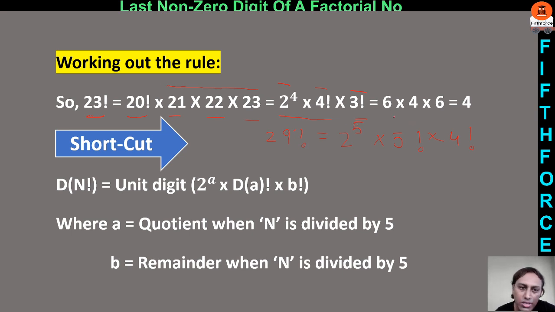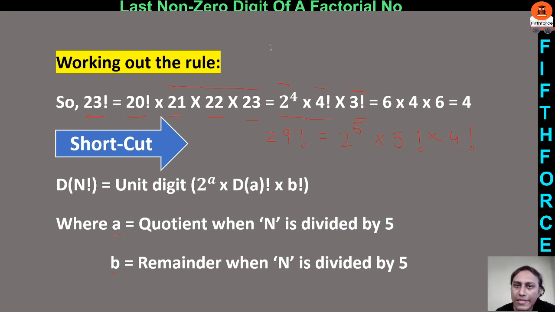Clear? So guys, what is the shortcut rule? You know the method now. Any number you can find out the last two digit now. I wrote it mathematically here. D of n factorial, guys, read it as rightmost non-zero digit is the unit digit of 2 power a into d of, that is the rightmost non-zero digit of a factorial into b factorial. What is a? A is the quotient when n is divided by 5, and what is b? B is the remainder when n is divided by 5, right?